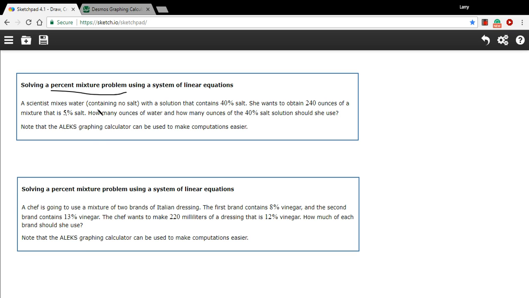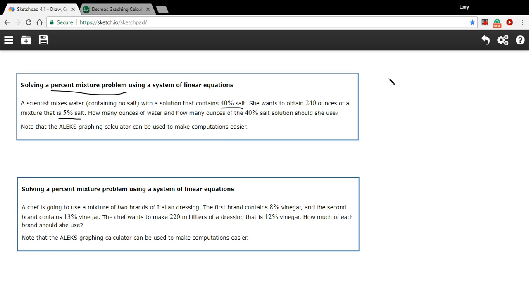It says a scientist mixes water, which contains no salt, with a solution that contains 40% salt. She wants to obtain 240 ounces of a mixture that is 5% salt. Okay, so these are our concentrations. There's one that's 40%. She wants to get to a 5% concentration of salt. And how many ounces of water and how many ounces of 40% salt solution should she use? So in these percent mixture problems, there are amounts and there are concentrations or percentages.